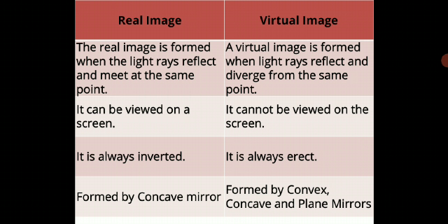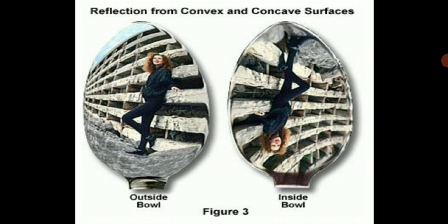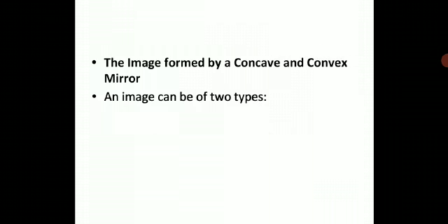Real image is formed by a concave mirror. You have seen the concave part. Here it is upside down. The inside of the bowl, you will see the inside of the bowl over here, the concave part, always upside down. That is the real image.